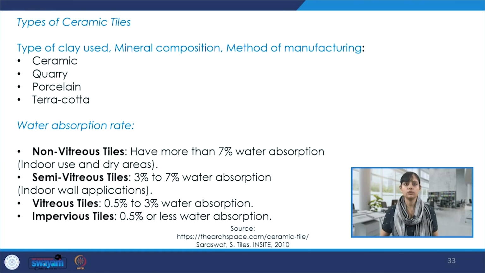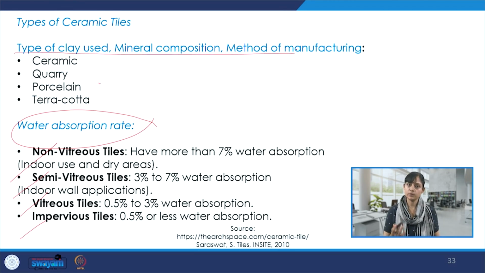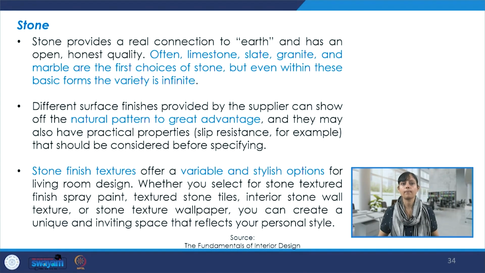And there can be different kinds of water absorption rates that we see here, from non-vitreous to semi-vitreous to vitreous and impervious. These are covered in detail in the lecture that focuses on tiles. And the type of the clay used, mineral composition, or the method of manufacturing gives us these varieties: ceramic, quarry, porcelain, and terracotta within this universe of tiles.